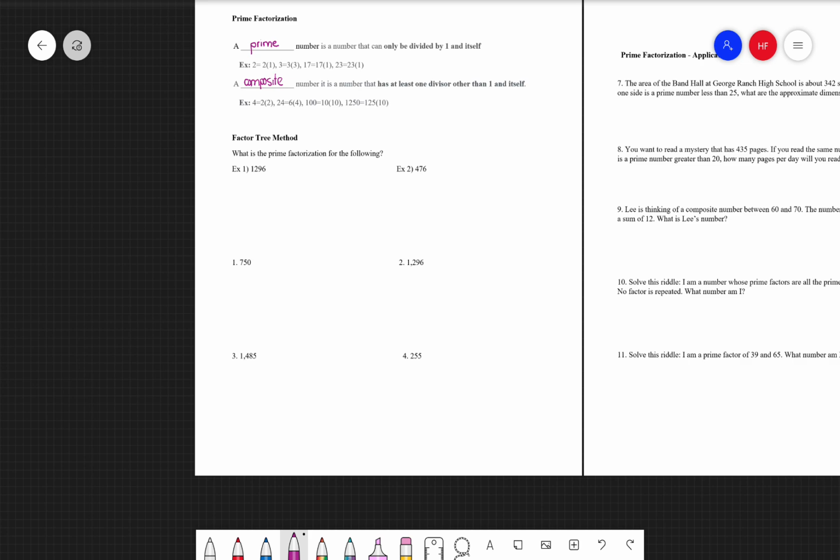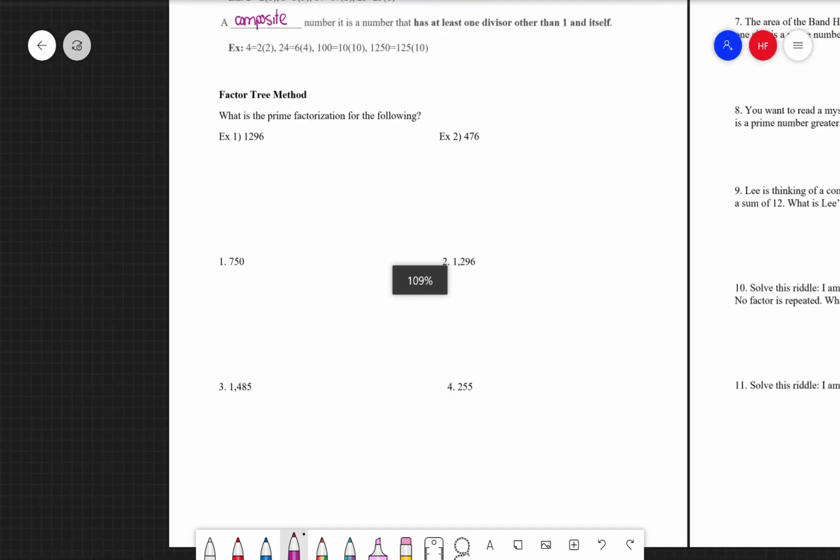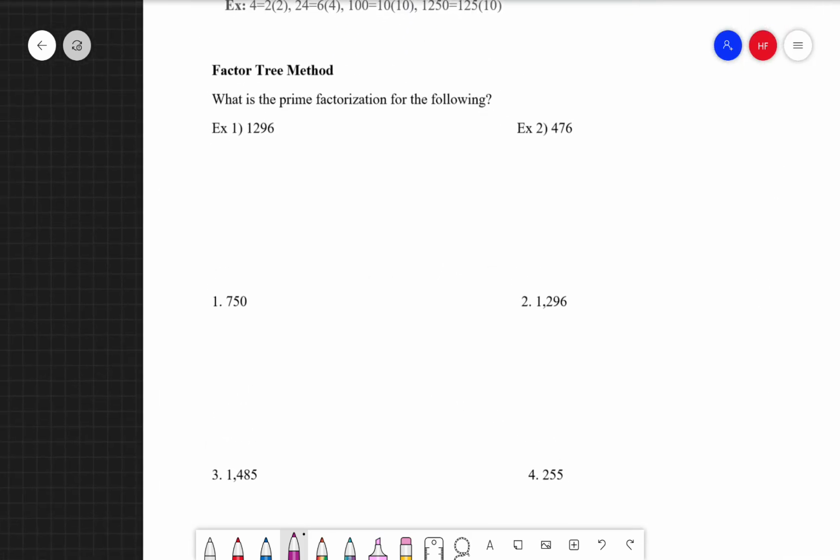When we're finding the prime factors of a number, as you know, there are ways to do it in the calculator, but we're going to do the factor tree method, which means we're going to split up the factors until they're all prime. So we're going to make our little factor tree.